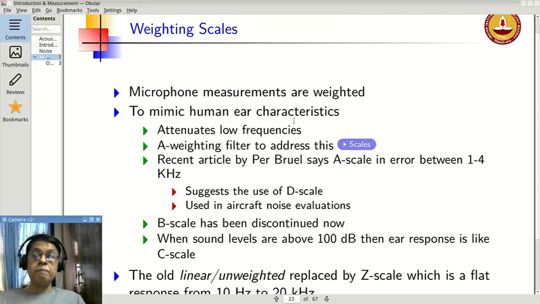Okay, this is going to be lecture number 5. In the previous lecture, we went through the various octave band and 1/3 octave band filters, and how they are designed to mimic the human ear characteristic. We also talked about weighting scales, the A weighting filter, as well as what Per Bruel has suggested, that we should use a D scale. I showed you some of these in the previous lecture.